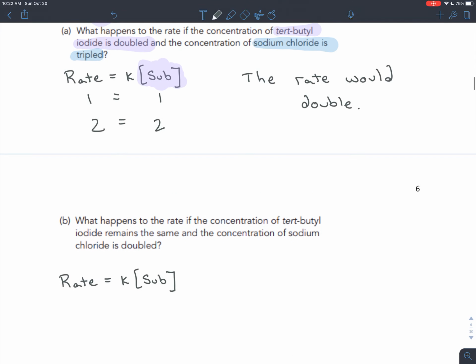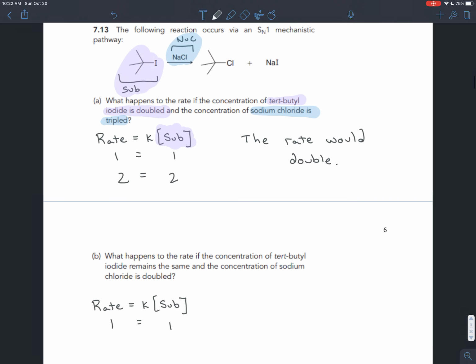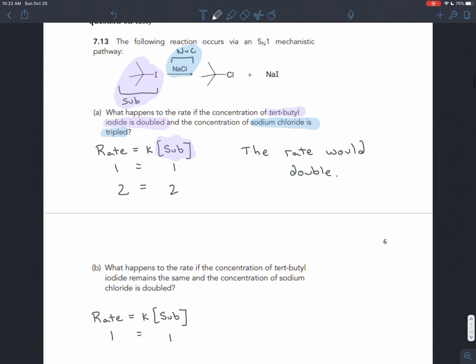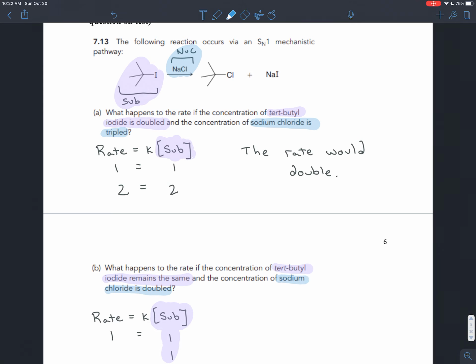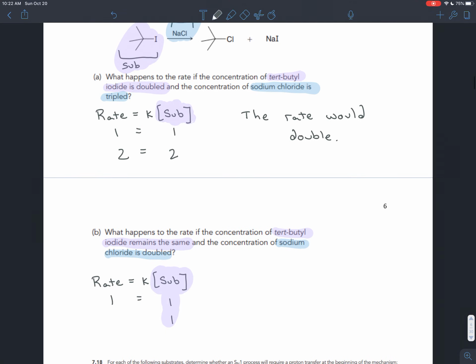So if we use that same process in this next one, we're comparing everything to a case where everything is 1. It says, what would happen to the rate if the concentration of tert butyl iodide, that's our substrate, remains the same? It was 1, it's still 1. And the concentration of sodium chloride, that's the nucleophile, is doubled. But notice in the rate law for an SN1 reaction, the nucleophile doesn't show up at all, and so it doesn't influence the rate. And the rate in this case would stay the same.